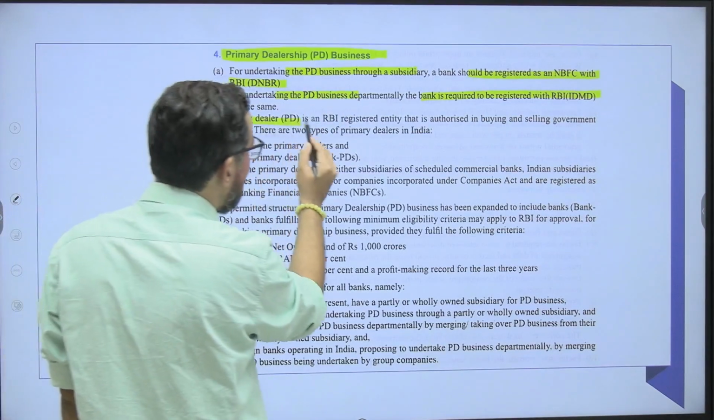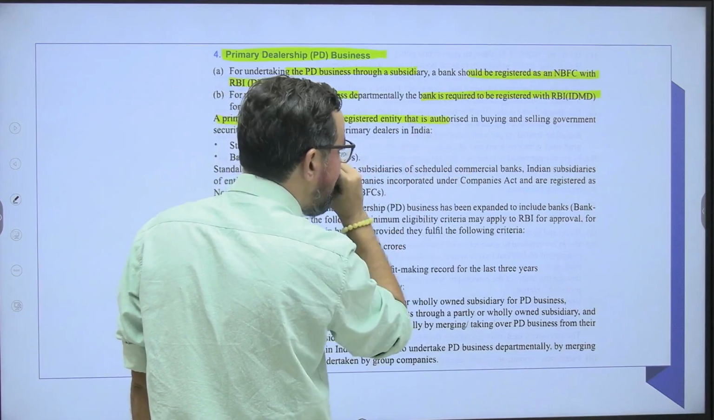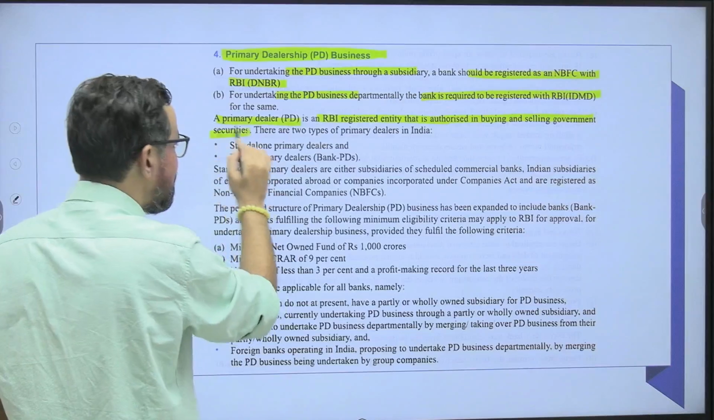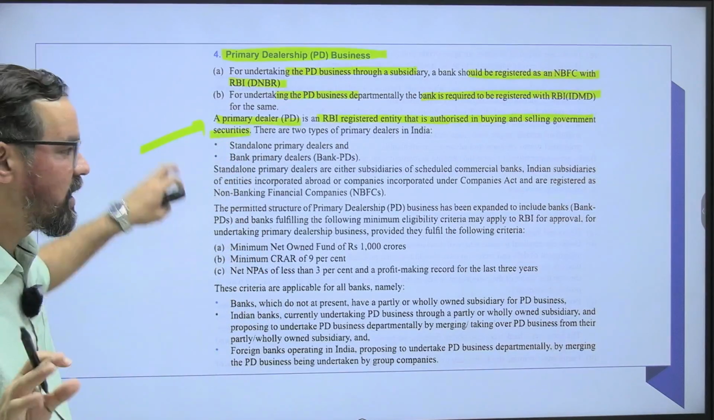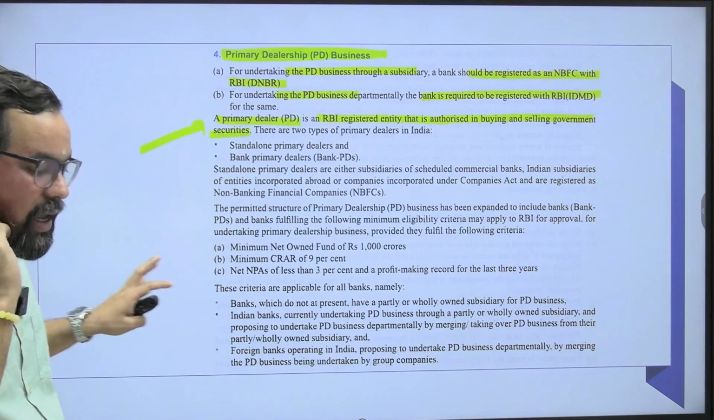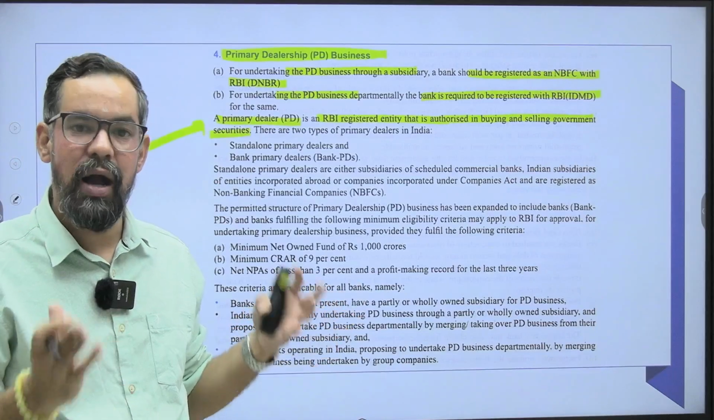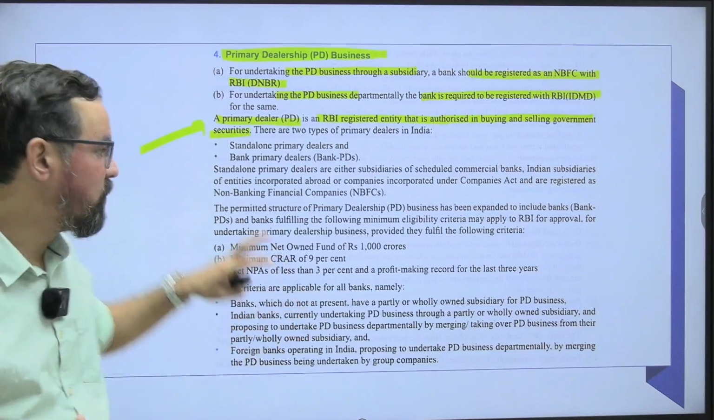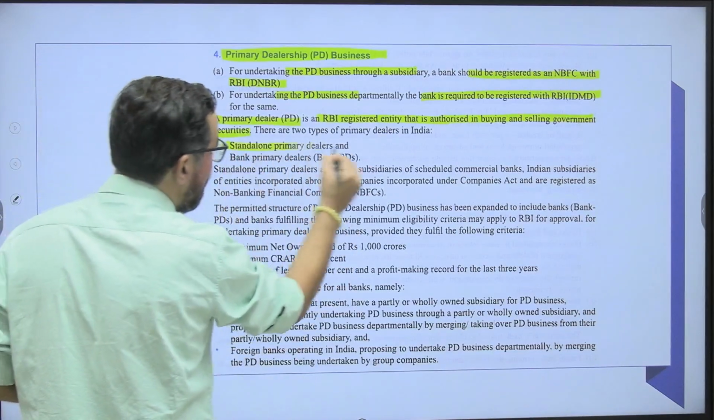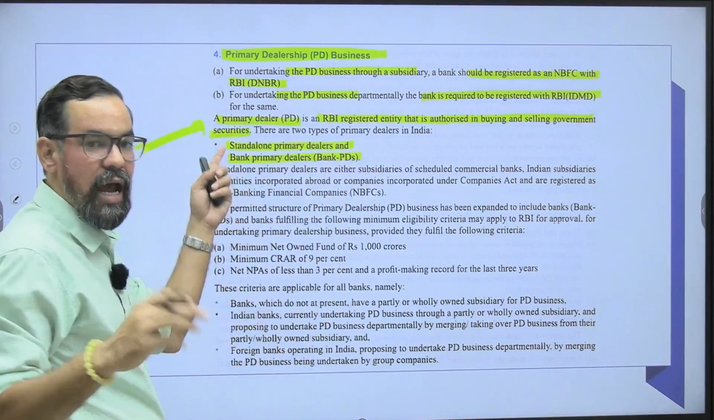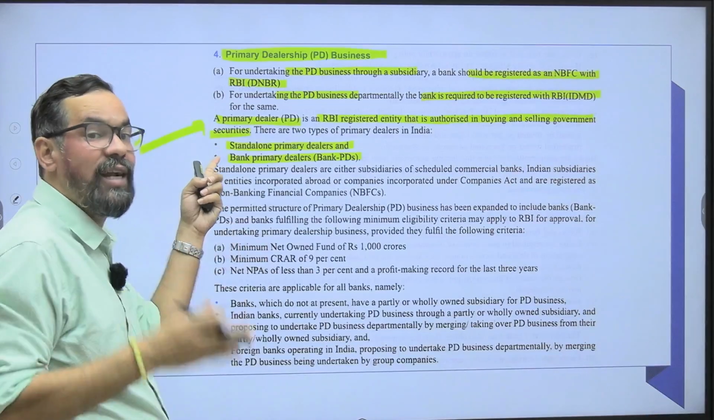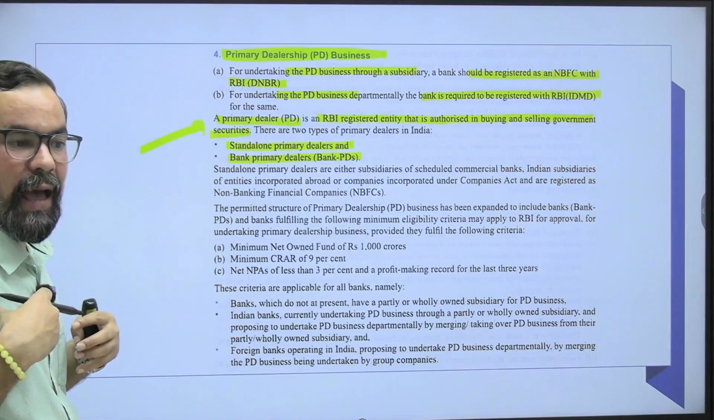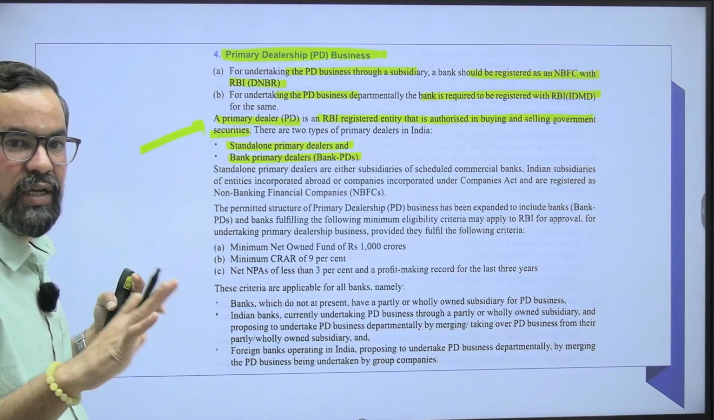A primary dealer is an RBI registered entity that is authorized in buying and selling of government securities. This we already know, ये हमने कहीं पे discuss किया था ना, primary dealership. I hope everybody knows this. They mostly deal in the money market, or it can be for other securities also. So they generally help in buying and selling of government securities. ठीक है, so we have standalone and we have bank primary dealers. Standalone is your subsidiary which will be registered as NBFC, and bank primary dealers are banks that themselves have certification from the RBI.